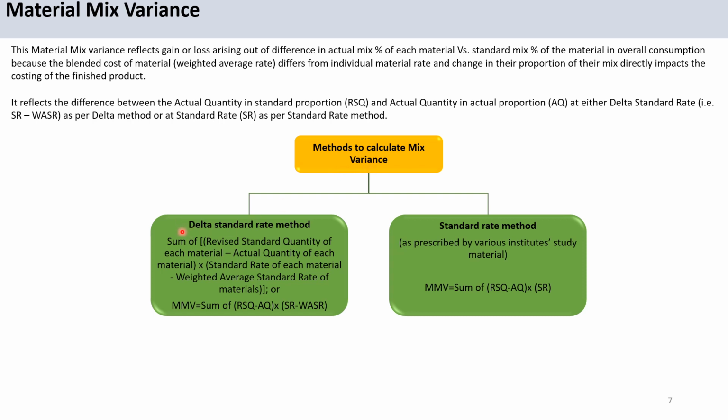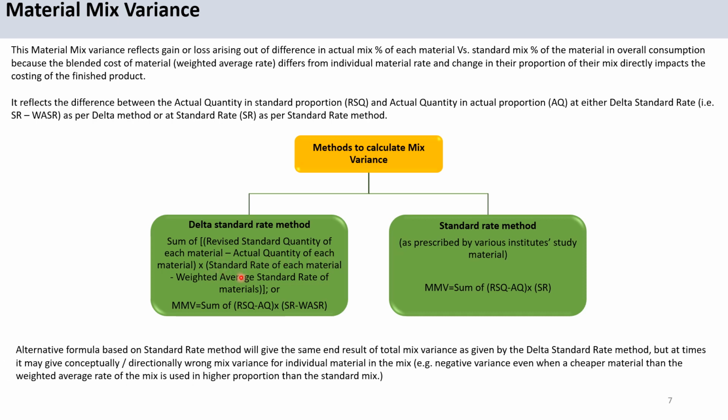The one way which I have devised is the delta standard rate method, which shows it can be calculated by the sum of revised standard quantity of each material minus actual quantity of that material multiplied by the standard rate of each material minus the weighted average standard rate of all the materials. So in short, it is sum of RSQ minus AQ, and this difference is multiplied by SR minus weighted average standard rate, WASR. So this way you will get the conceptually and directionally correct variance.